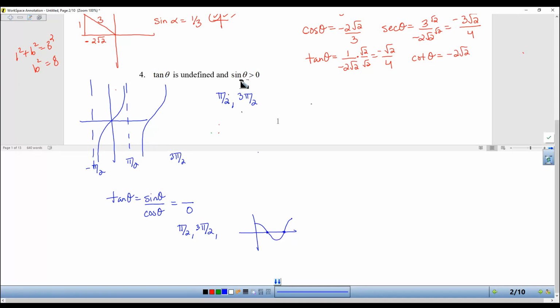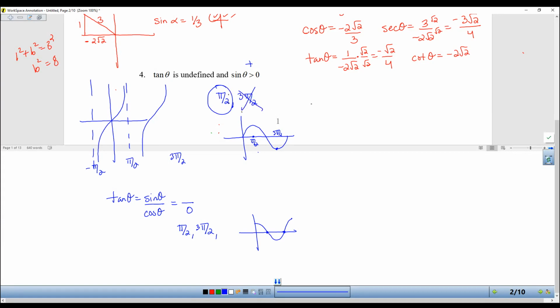But then the second piece to this puzzle is that sine of theta is greater than 0, which is a fancy way of saying positive. So sine, again, you can think about it graphically. Sine goes up to 1, down to negative 1. So sine is negative at 3 pi halves, but at pi halves, it's positive 1. So my answer is pi halves.